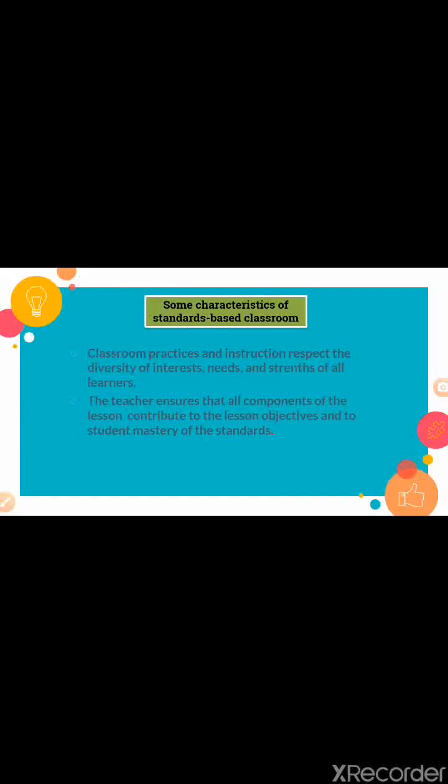And also the teacher ensures that all components of the lesson, for example, learning activities, the homework and the assessments, the games that the teacher chooses, and the tasks, all these can contribute to the lesson objectives and to the student mastery of the standard.